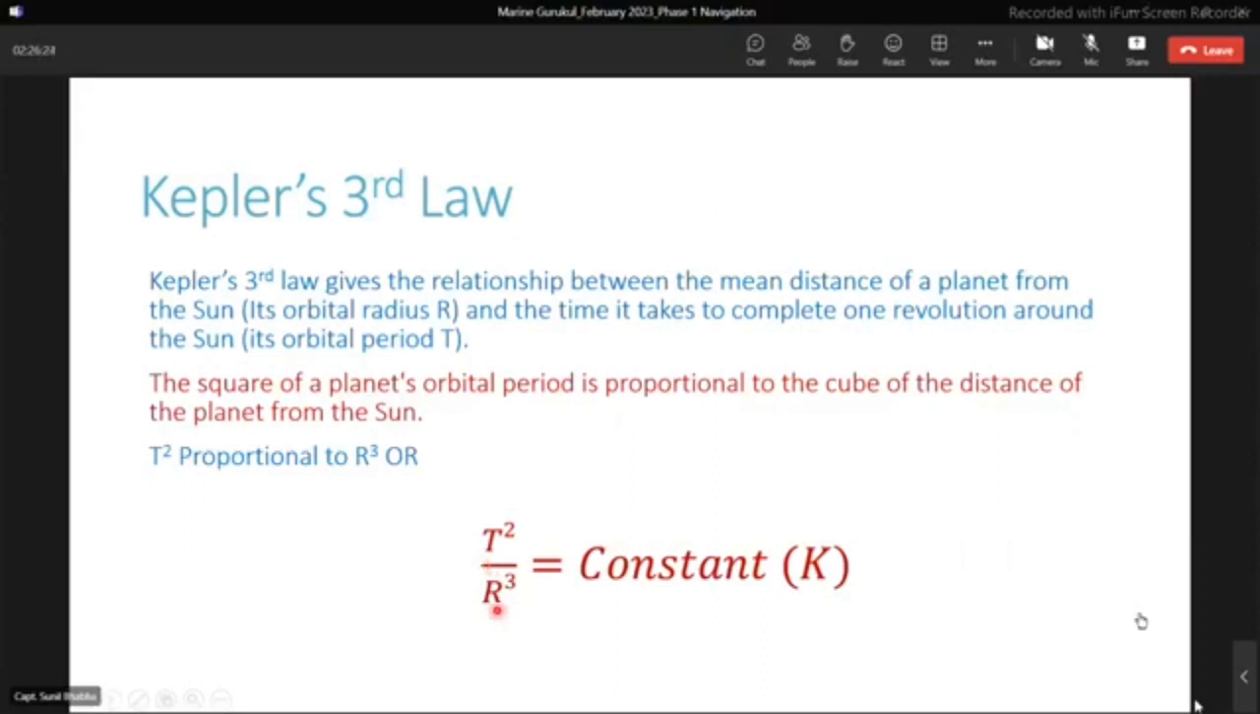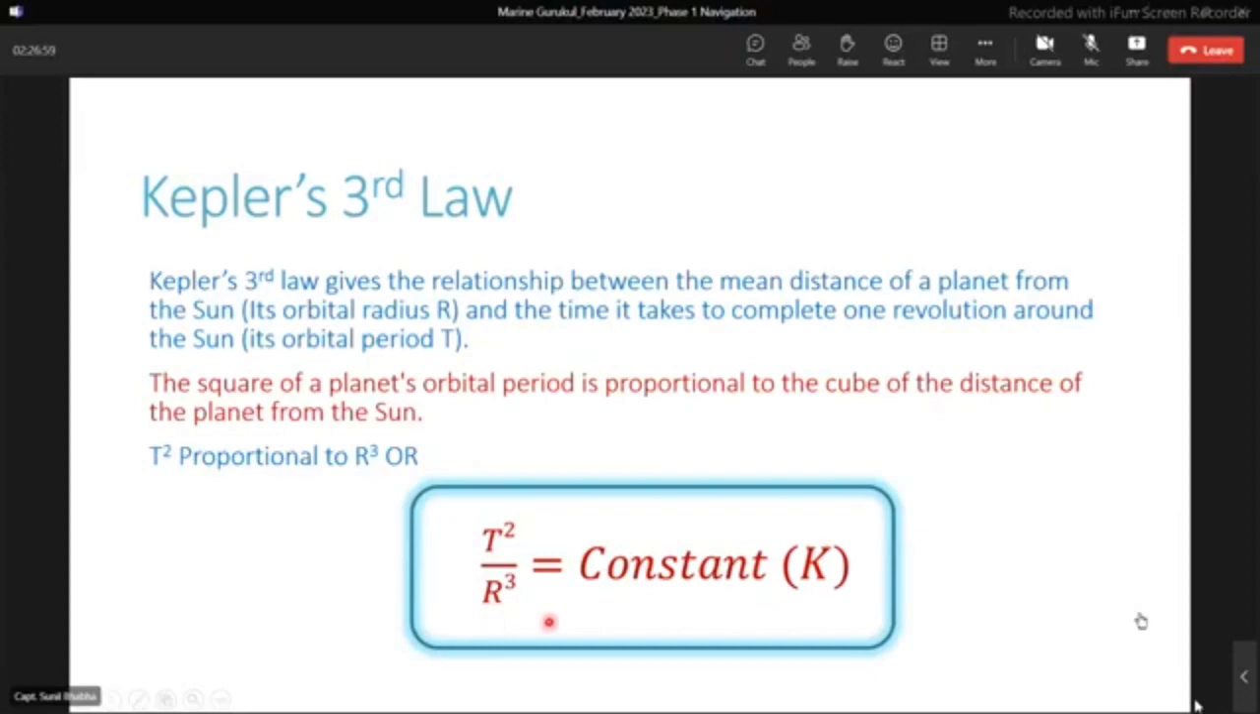And r is the orbital radius, the mean orbital radius of a planet. In the case of Earth, the mean orbital radius of the Earth's orbit around the Sun is 93 million miles, or 93 into 10 raised to power 6 miles. So this is the relationship given by Kepler's third law of planetary motion: T square by r cube is equal to a constant. This is a very important relationship, and we get numerical questions based on it.